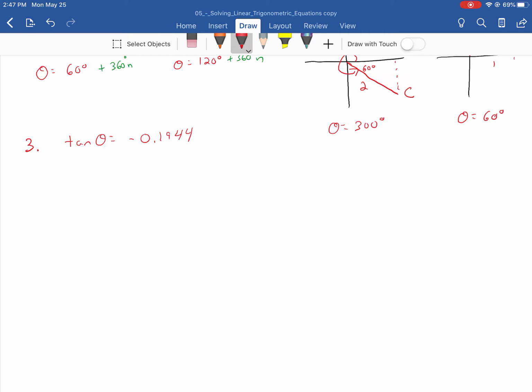When the ratio that we're given is a ratio we're familiar with, like root 3 over 2 or 1 over 2, things that are in the special triangles, the special triangles give us the information we need to find the related acute angle. This question doesn't give something that's in a special triangle. I mean, there is a triangle out there that has opposite over adjacent equals 0.1944. It's just not special, that's all. It's not one of the special triangles.